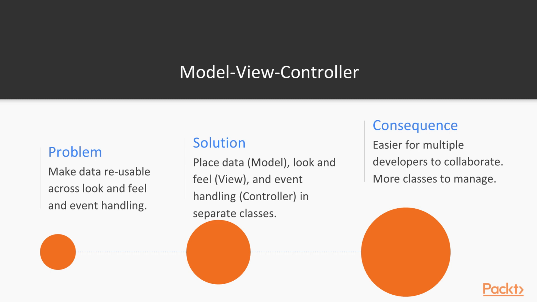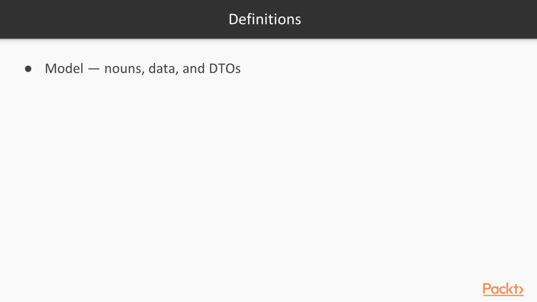Now, on the other hand, we also have to consider that it does complicate our program a little bit because it's adding another layer of abstraction, and essentially it's adding more classes that we have to manage. So definitions, the model. Model, we can think of nouns, we can think of data, we can think of DTOs. So plants, people, cars. These are all things that could be part of a model.